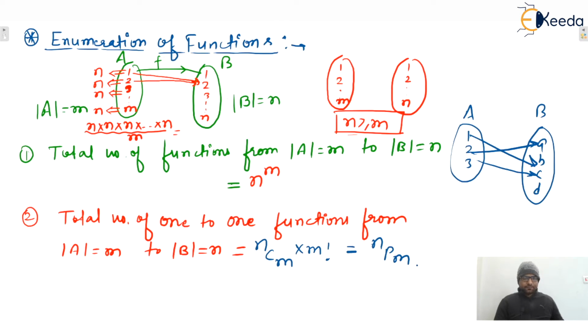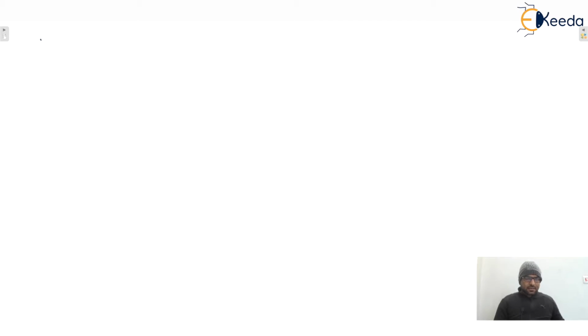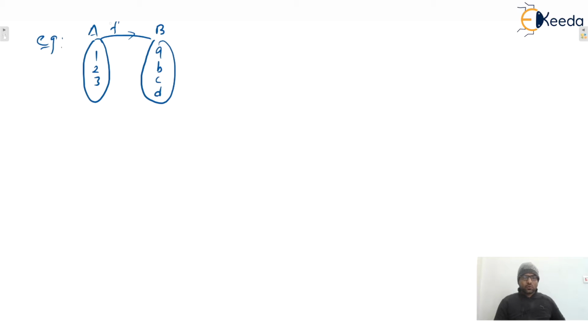Let's say set A contains three elements, 1, 2, 3, and set B contains four elements, A, B, C, D. Let's say this is set B, and the function is from set A to set B. Now you only tell me, if the function is from set A to set B.